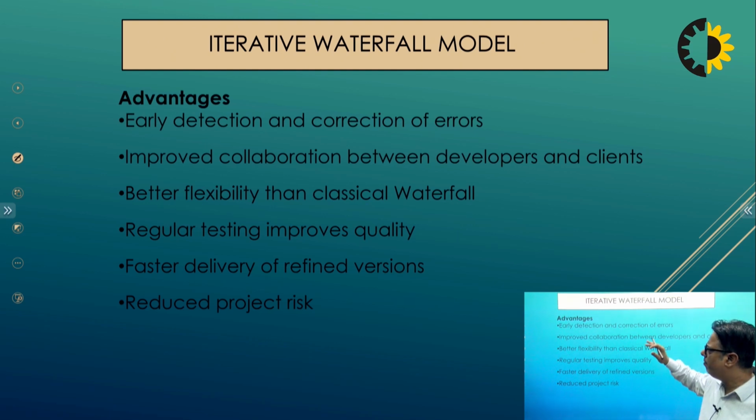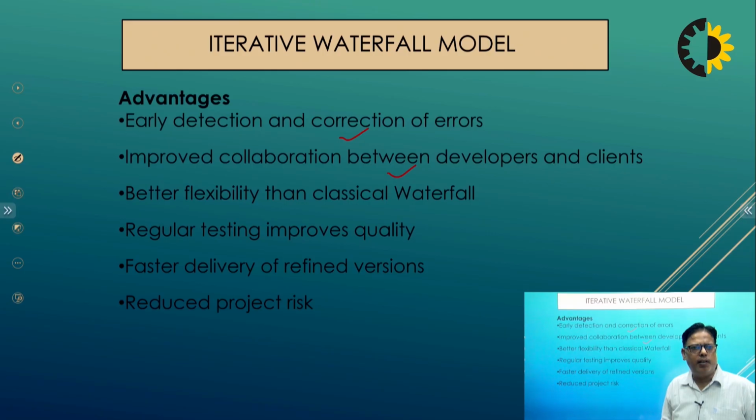What are the advantages of the iterative waterfall model? First is early detection and correction of errors because of the feedback facility. Improved collaboration between the developers team and the customers team. Better flexibility than the classical waterfall model. Regular testing improves quality. Faster delivery of refined versions and reduced project risk. Okay, so these are the two software development models: the waterfall model, and the second one is the iterative waterfall.